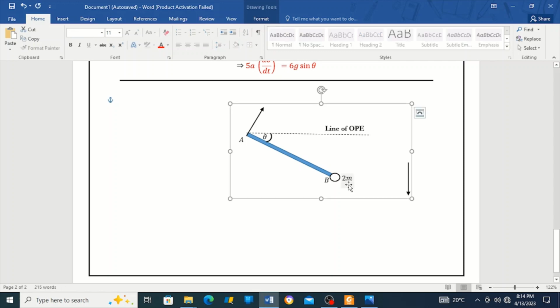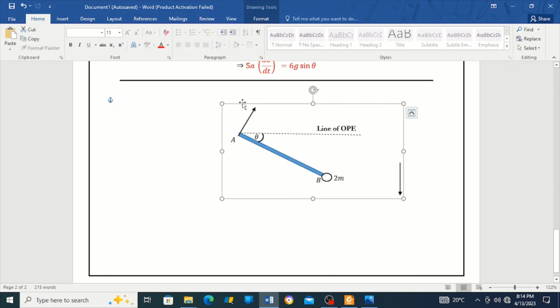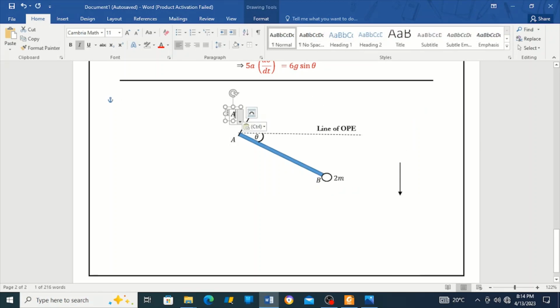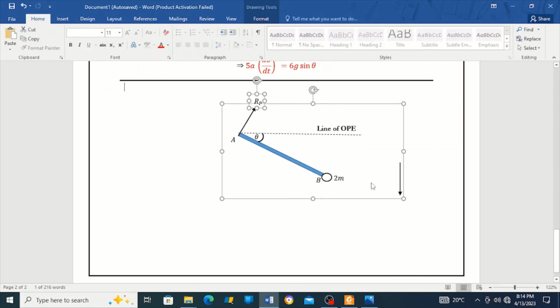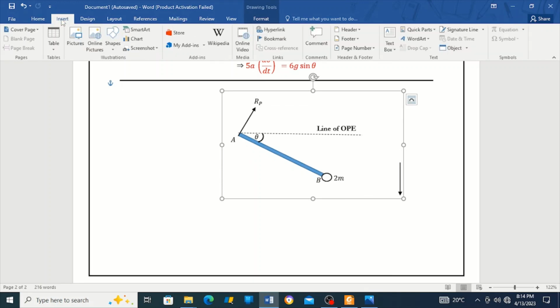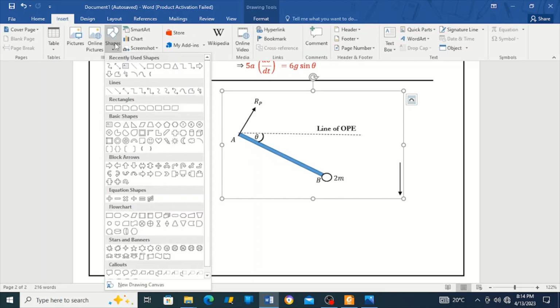Now let us give that component a name. Let's just say it is RP, meaning the reaction perpendicular to the rod. So here it is. The next thing to do is to indicate the forces that are acting on this rod. We have the weight of the rod. We are not going to treat these forces separately, we are just going to combine the weight of the rod alongside the weight of our particle.